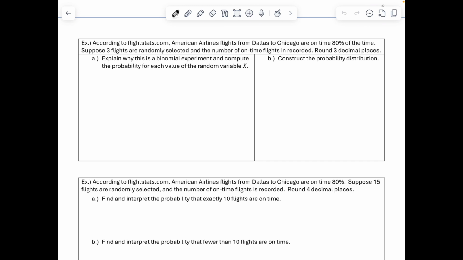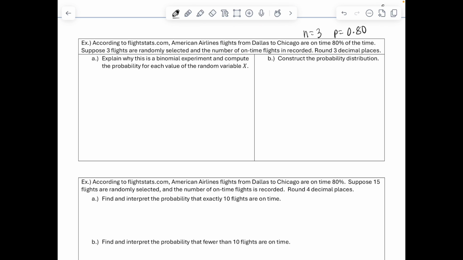Part A says, explain why this is a binomial experiment and compute the probability for each value of the random variable x. So first of all, we have a fixed number of trials, and our fixed number of trials would be n is equal to 3. Those flights are independent of one another. They have nothing to do with one another, so they are independent. The third thing is that we have to have 2 mutually exclusive or disjoint outcomes, and so those are going to be that the flight is either on time or it's not on time. And then the last thing is that we have a fixed probability of them being on time, which we do, which is 80% of the time, or 0.8.